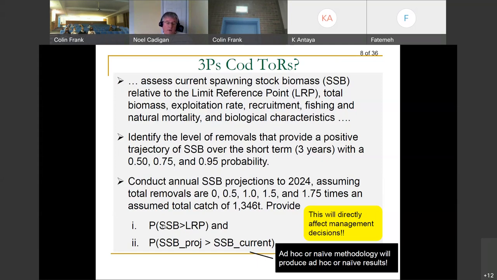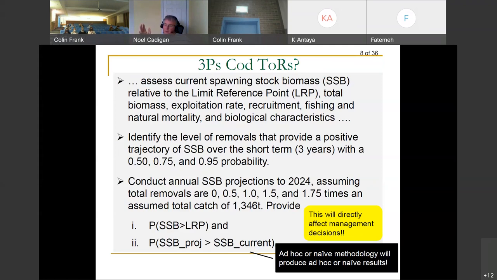They were asked to compute the probability that SSB would exceed the limit reference point, and also that the projected SSB would exceed the current SSB, the 2021 level. So basically, the assessment would produce risk tables about the impacts of the various management options in the next 3 years.